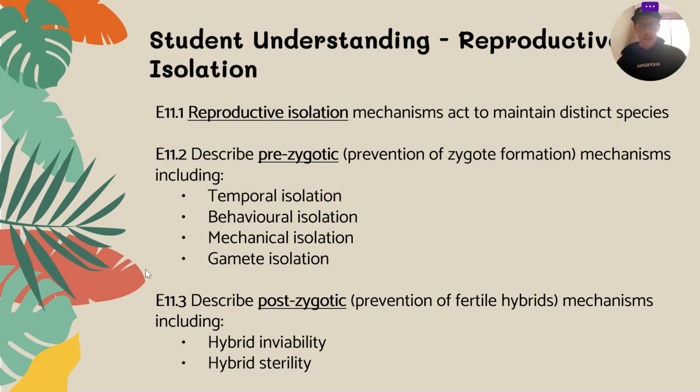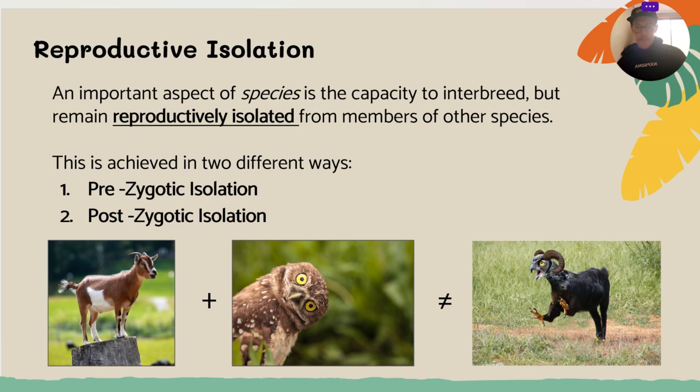So really important that you are able to A, talk about reproductive isolation confidently, B, look at pre-zygotic mechanisms, so why they exist and what that means, and then C, look at post-zygotic mechanisms for why we can't potentially have species interbreeding.